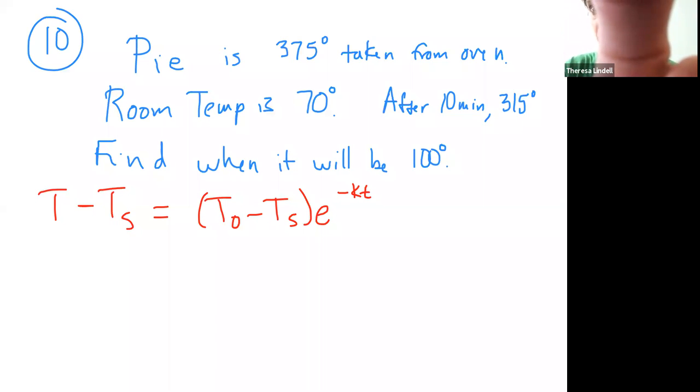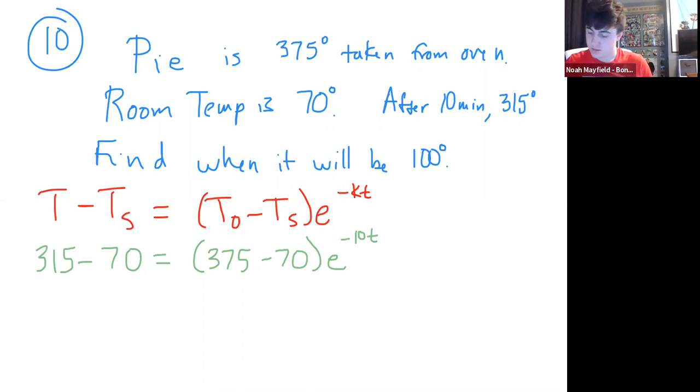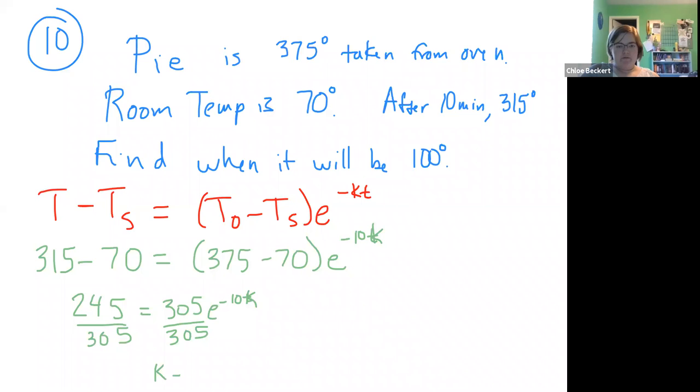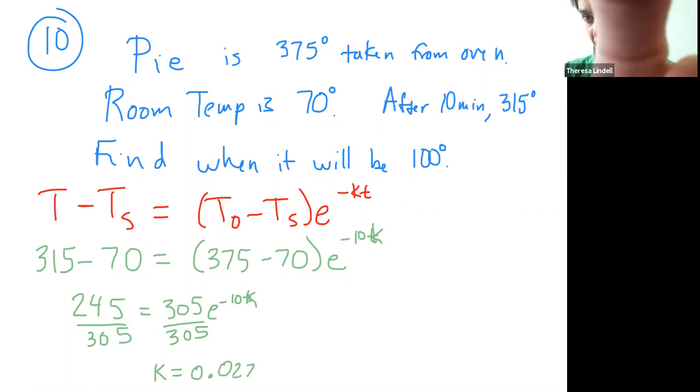All right, I'll start plugging some things in here. Anybody want to tell me what they got for K? 0.022. Like that? Yeah. Sweet.